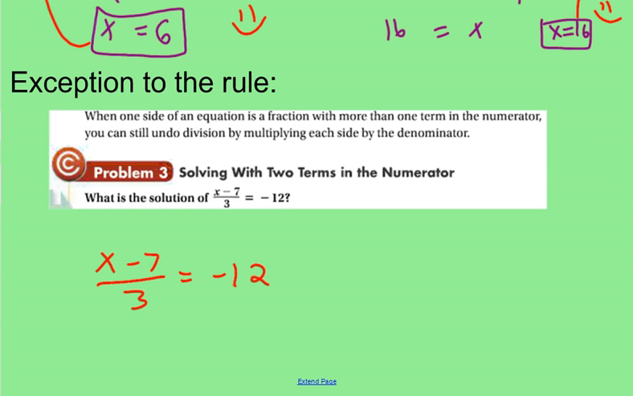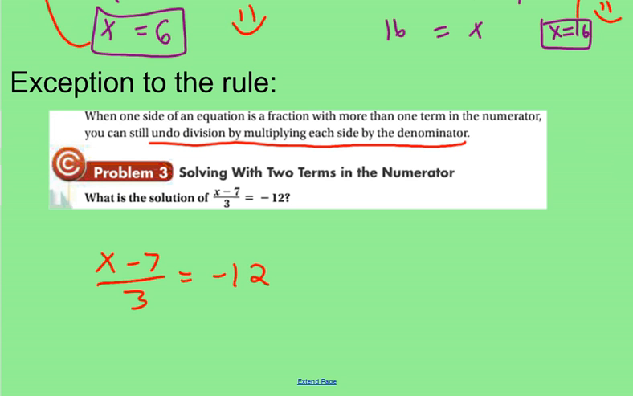You might notice that the left side is just all one division problem. You have subtraction on top of the division, or on top of the fraction, so it's a little bit different. In this case, we're going to undo the division by multiplying each side by the denominator first. Since the left side is all division, I know there's subtraction, but it's part of the division. We have to get rid of the division first.